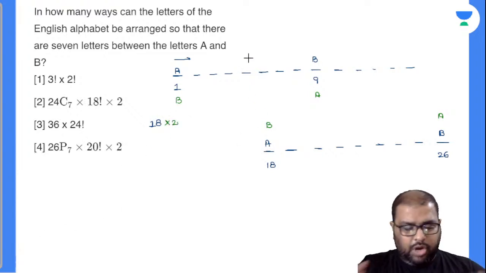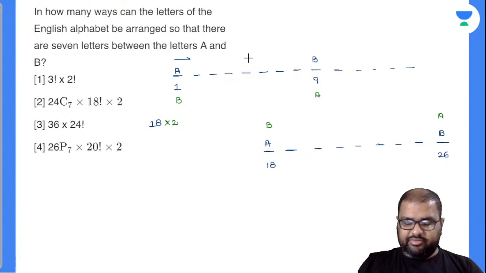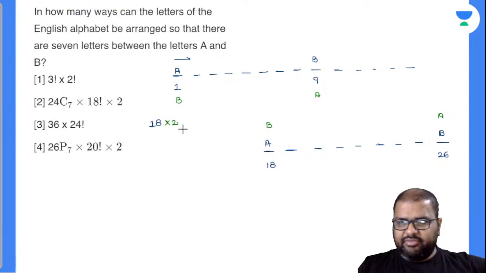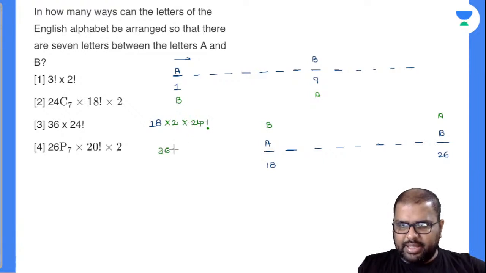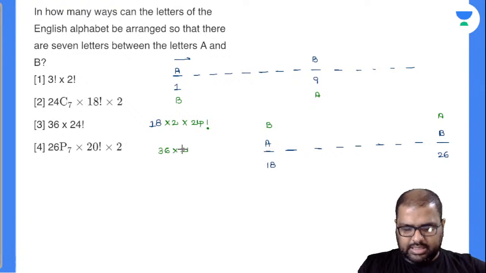So remaining how many alphabets are there? 24 alphabets are there. And these 24 alphabets must be arranged in 24 factorial ways. So into 24 factorial. So finally, what is my answer there? Total English alphabets can be arranged in this fashion. Yes, Scorpion, very good. So and your option number?